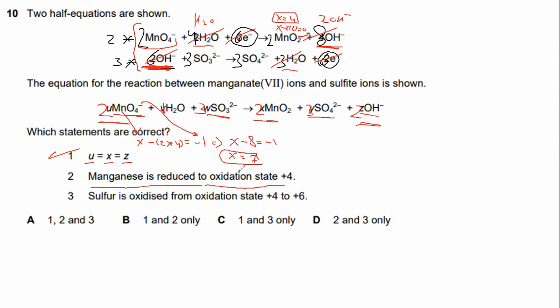So Mn goes from +7 to +4. So from +7 here to +4. So yes, manganese is reduced.